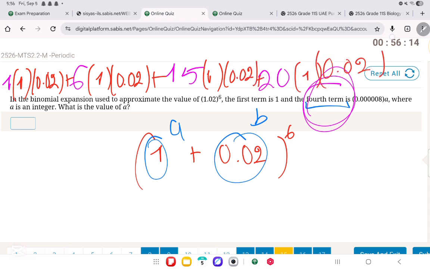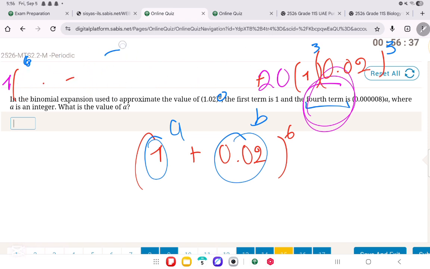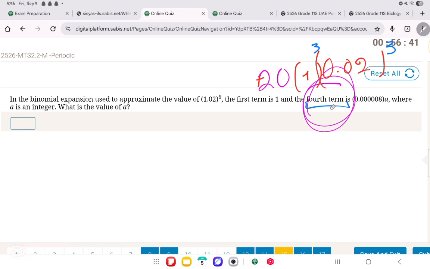Now what do we do? With our a, we start with the n, which in this case is 6, and we decrease. So 6, then 5, then 4, then 3. Whereas for b, we do the opposite. We start with 0 and we increase all the way to n. So 0, 1, 2, and 3. Perfect. Now we have the fourth value entirely.